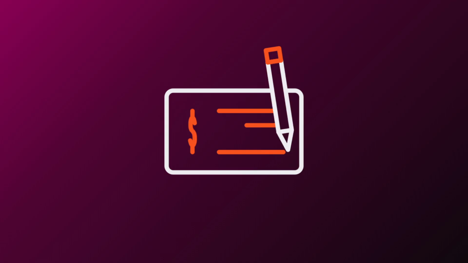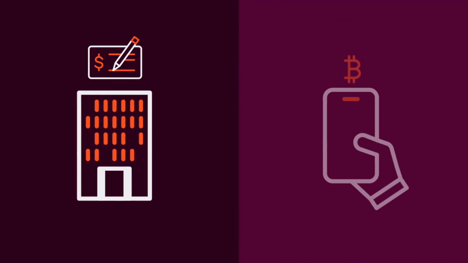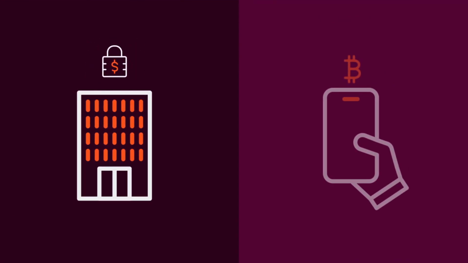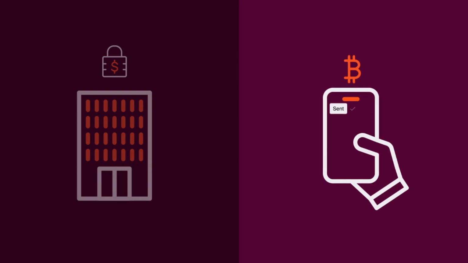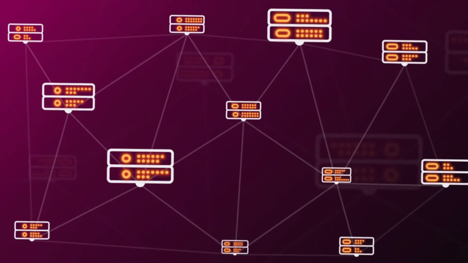When you are paid by your employer, your money goes to a centralized bank or government agency that controls your money. Cryptocurrencies, on the other hand, use a network of decentralized computers with no single point of control.